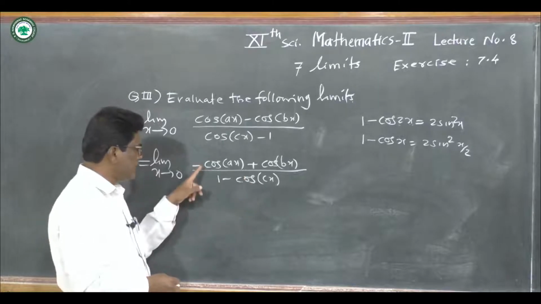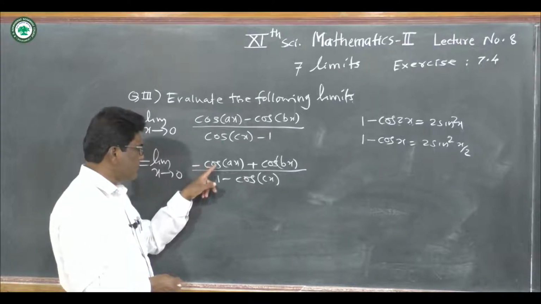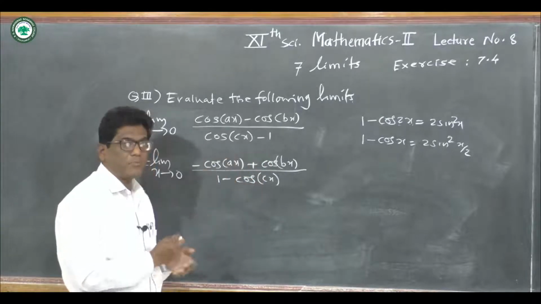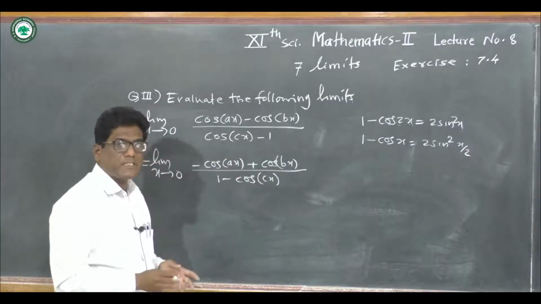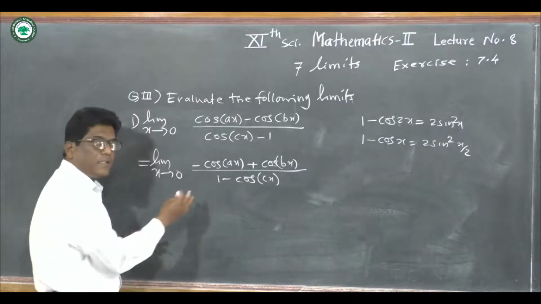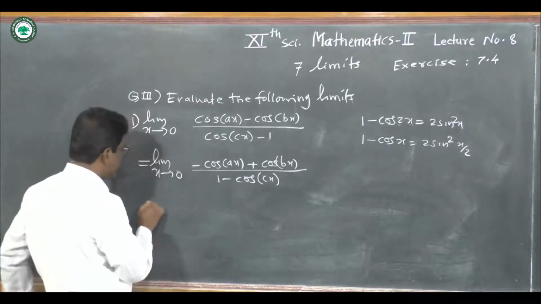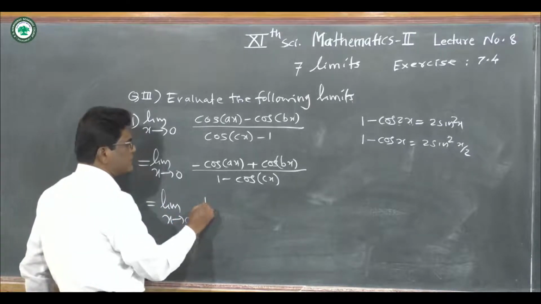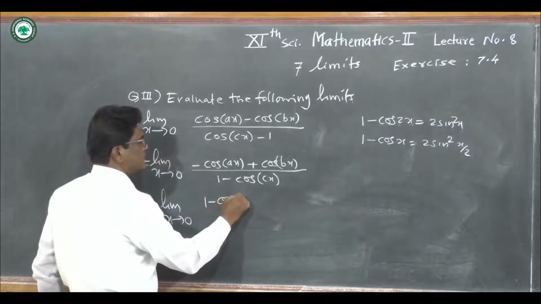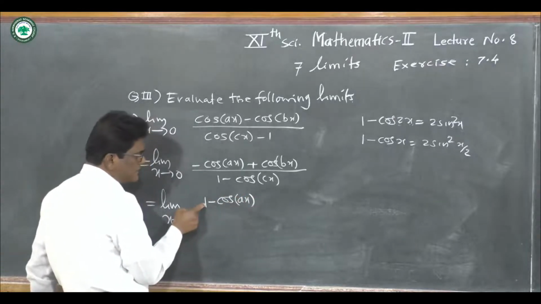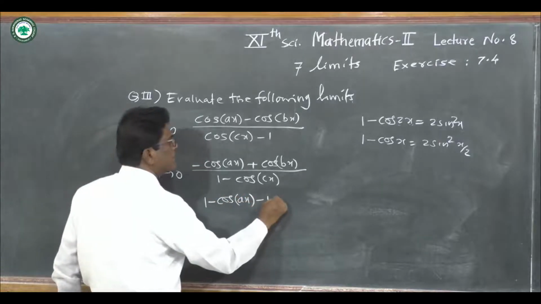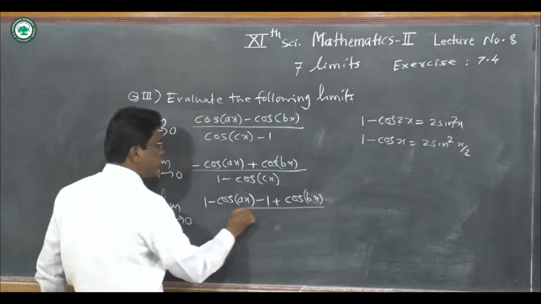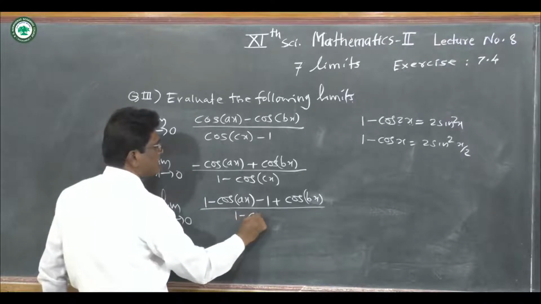But in the numerator only here minus cos of ax and plus cos of bx. Here also we have to adjust that formula. So we take here plus 1 and minus 1. We add here 1 and subtract 1. So we get limit as x tends to 0, 1 minus cos of ax, and cancel this 1, that is minus 1 plus cos of bx, divided by here 1 minus cos of cx.